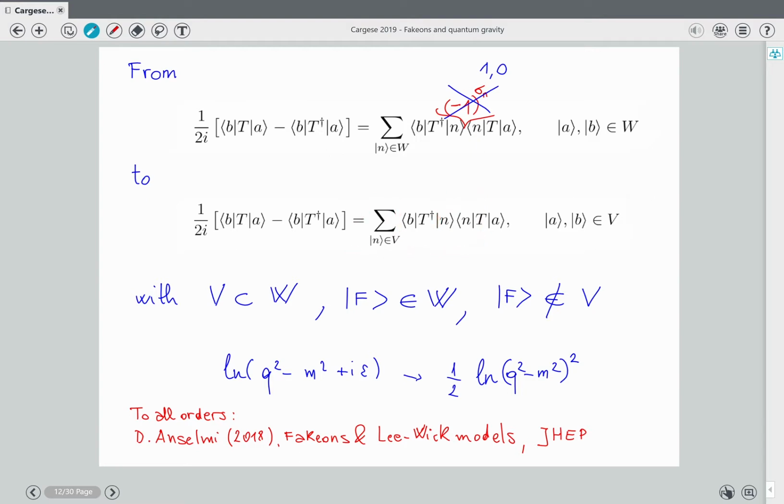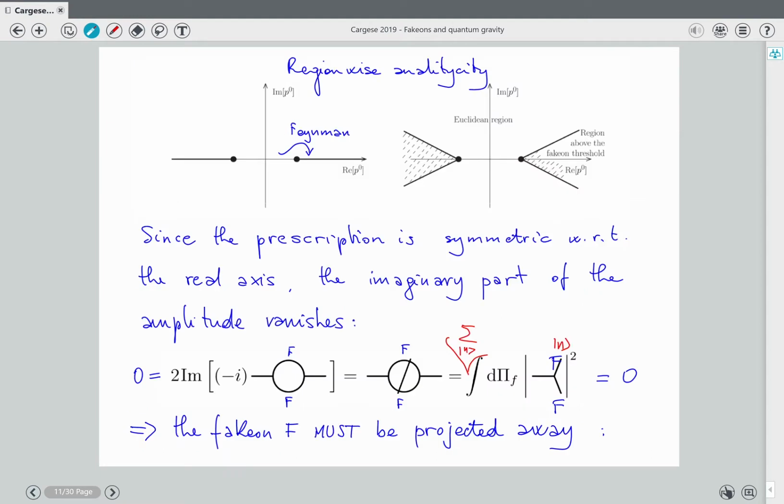Can you go back one slide? What happens if in the loop you have a fakeon and a normal particle on the left? It behaves like two fakeons. Anytime you have at least one fakeon, you will have this: no imaginary part. You say that the symmetry up-down is closure, no? So once this interacts with normal particles that have no symmetry, it will lose the symmetry, no?